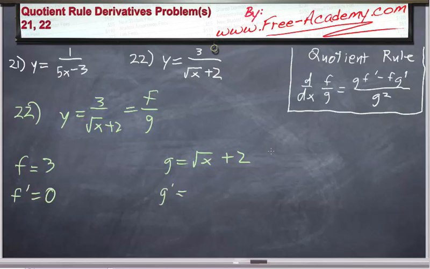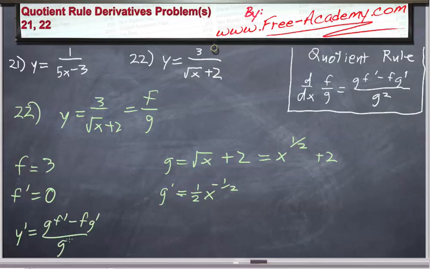G prime will be a little bit more complicated, because you need to remember the trick from our power rule lectures of rewriting the square root as a power of one half. Once you remember that trick, you apply the power rule, you get 1/2 x to the minus 1/2. The derivative of 2 is equal to 0. Y prime is going to be equal to g f prime minus f g prime over g squared, as defined by our quotient rule.